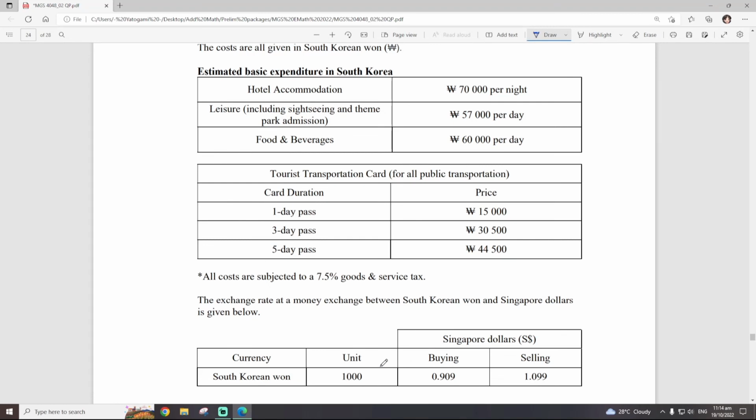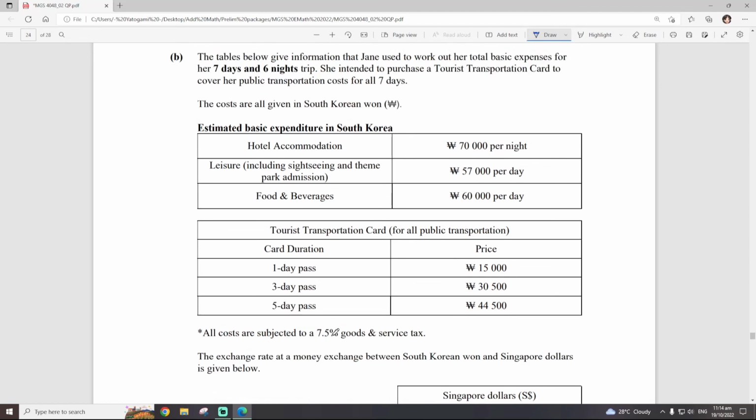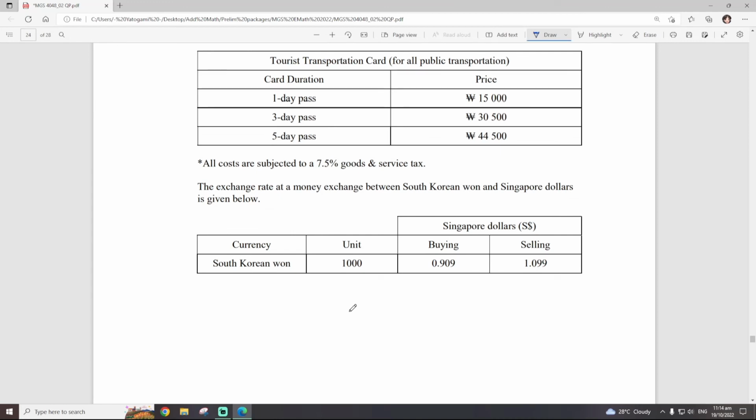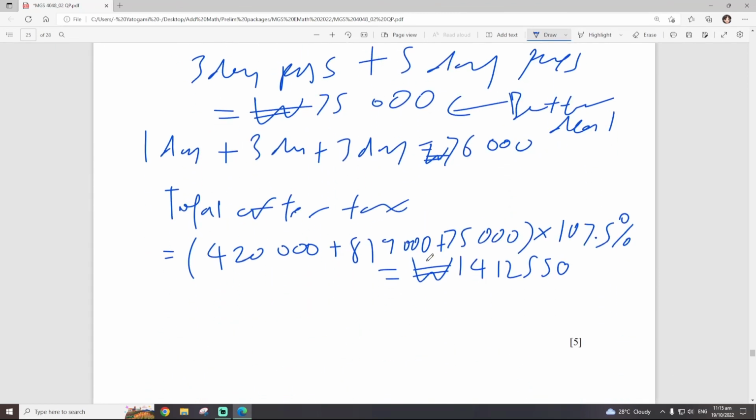Okay, so finally we need to convert this to Singapore dollars. So we need to buy Korean won based on Singapore dollars. So you can buy 1,000 South Korean won with 0.909 Singapore dollars.